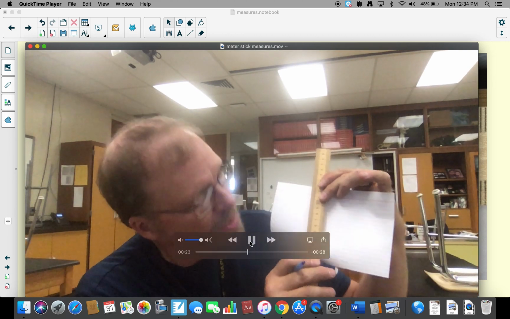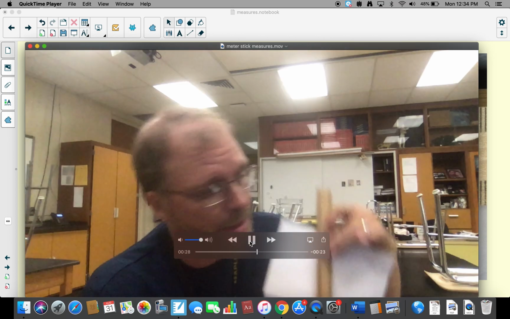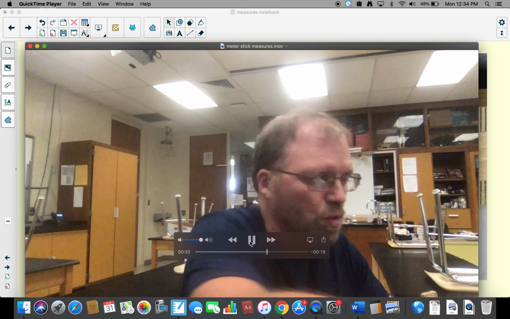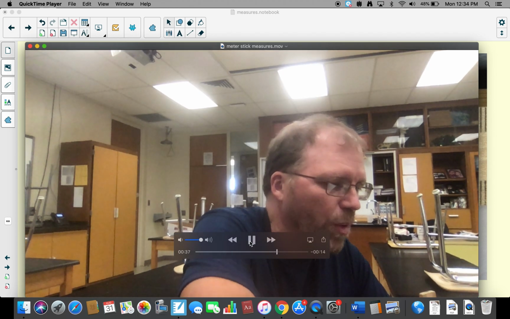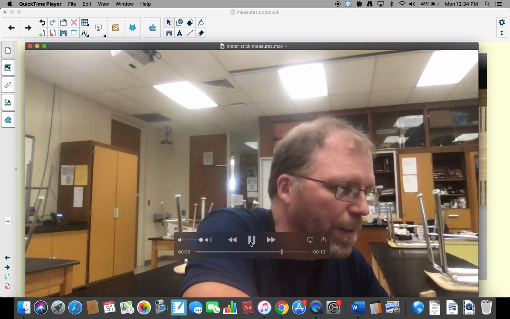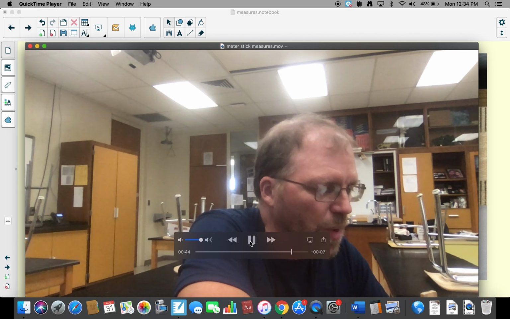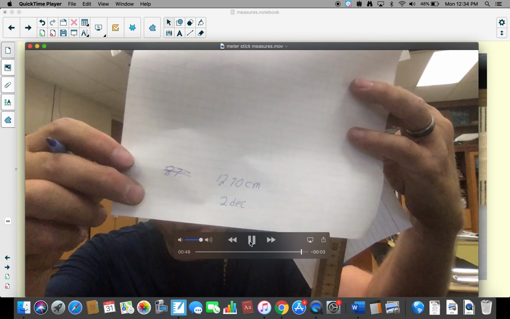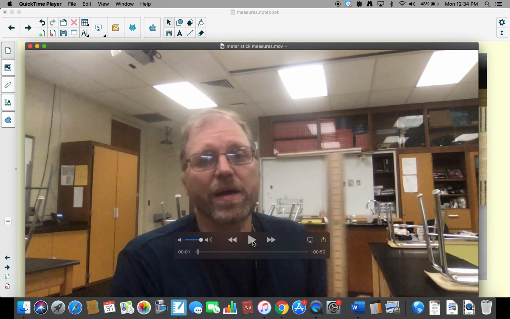And when I look at this from 80, it looks like it's right on the 7th line. And we can make an approximation between the 7th and 8th line. So because it's right on it, we call that 0. So this would be 12.70, and meter sticks or rulers get measured to 2 decimal places. So my measure there would be 12.70, with 2 decimals. That's it.